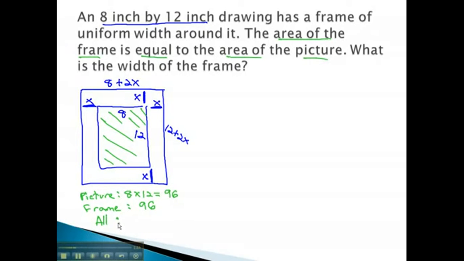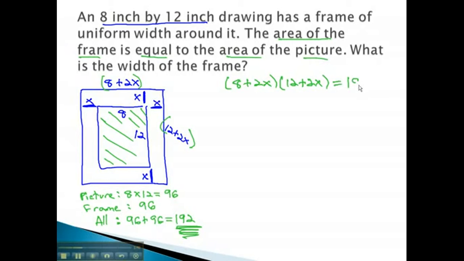All of it together in the large rectangle, then, would be the picture 96 plus the frame 96, giving us 192. The total area, when we multiply the width by the length, should equal that area of 192. 8 plus 2x times 12 plus 2x equals the 192.